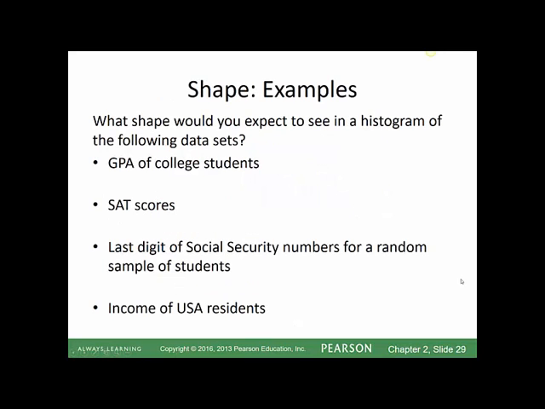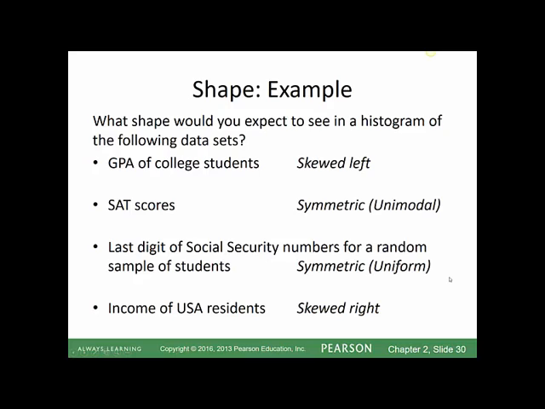Right. So here's some examples with shapes. Here we have listed: what shape would you expect to see in a histogram of the following data sets? GPA of college students, SAT scores, last digit of Social Security number for a random sample of students, and income of U.S. residents. On the next slide, I indicated what we would expect to happen.